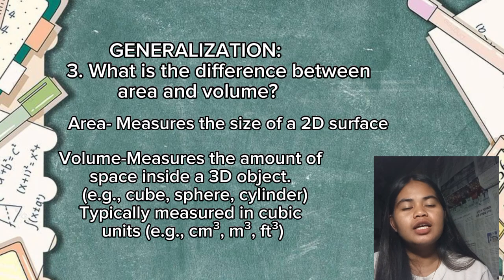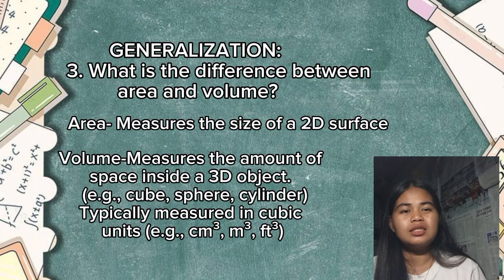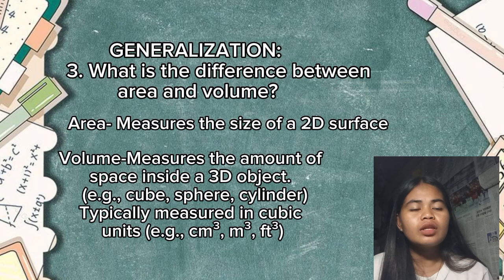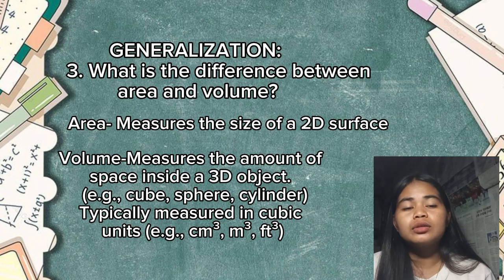So, next is ang volume measures the amount of space inside a 3D object. Example, a cube, sphere, or cylinder. Typically measured in cubic units. In short, area is about surface size. Always remember that. Okay, while volume is about the space inside an object.